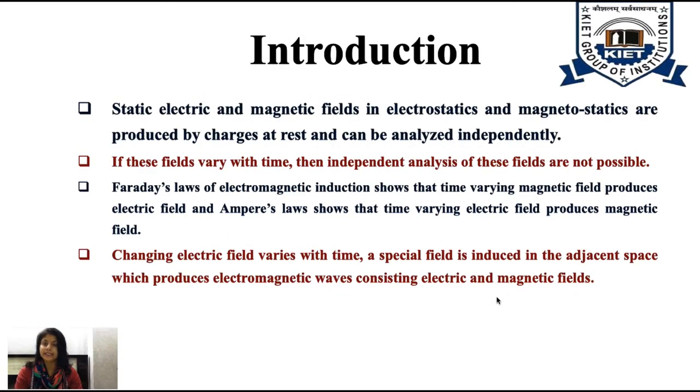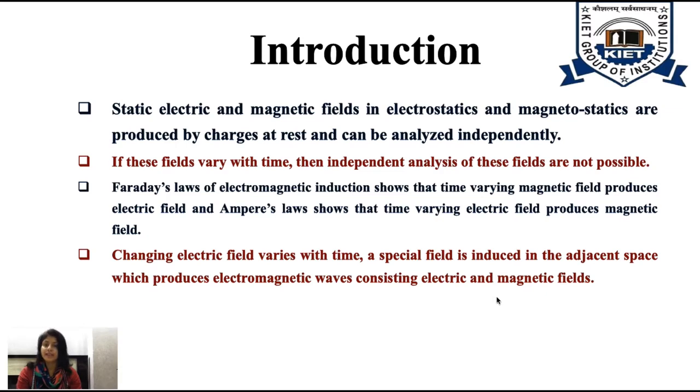We know that static electric and magnetic fields in electrostatics and magnetostatics are produced by charges which are at rest. Therefore, these electric and magnetic fields can be analyzed independently. But when the electric and magnetic field varies with time, then independent analysis is not possible.